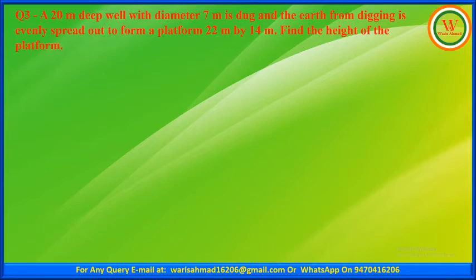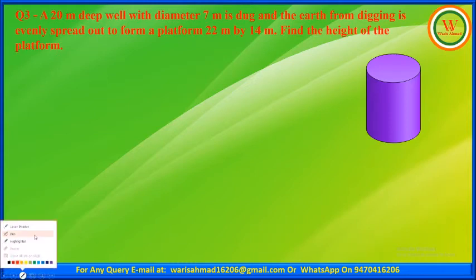So according to this question, a 20-meter deep well with diameter 7 meter is dug. So let us consider a well with diameter 7 meter. The diameter of this well is given 7 meter. So we can draw the diameter, that is equal to 7 meter, and the height or depth is given 20 meter, that we can take 20 meter. This is the height of this well.